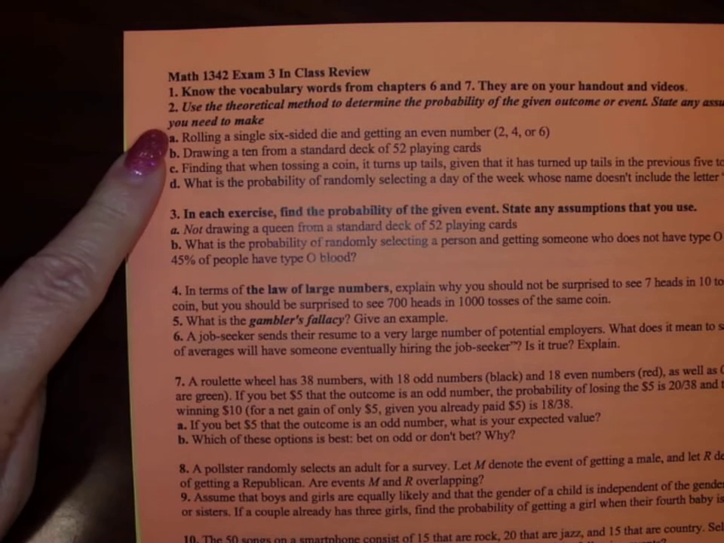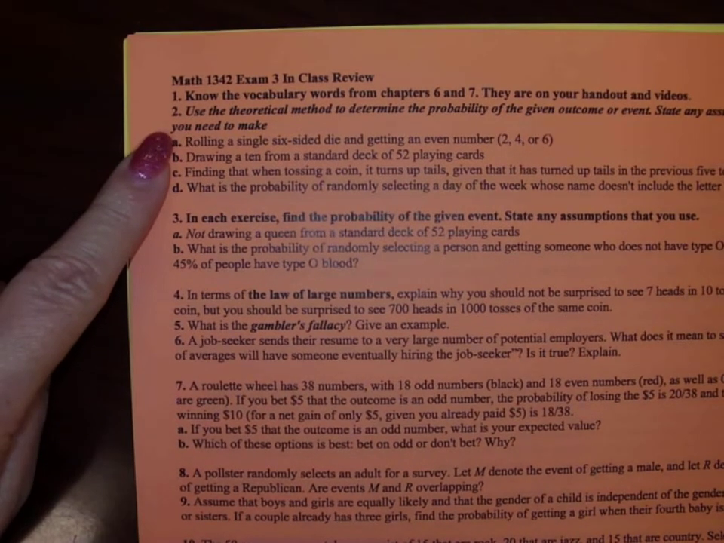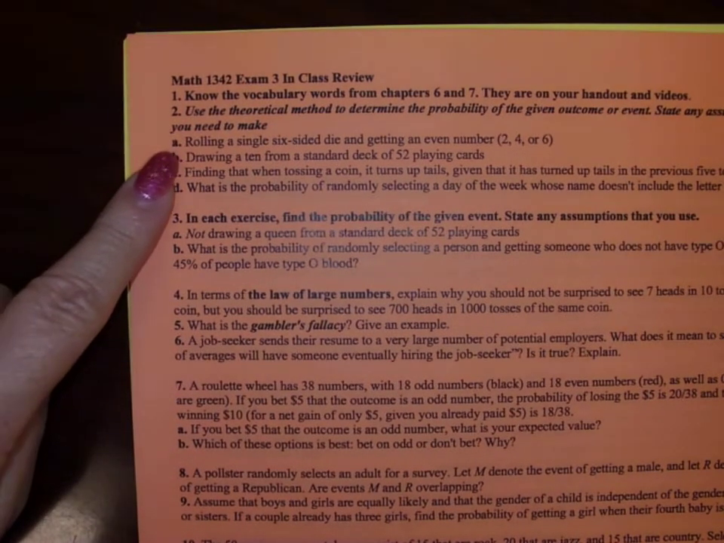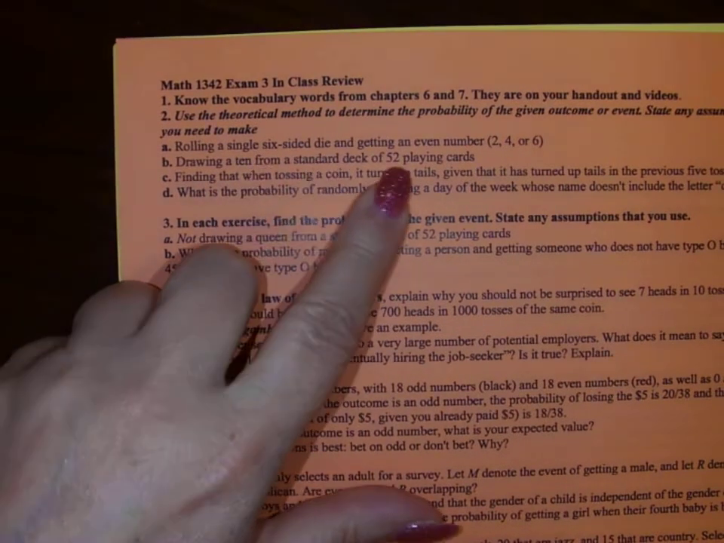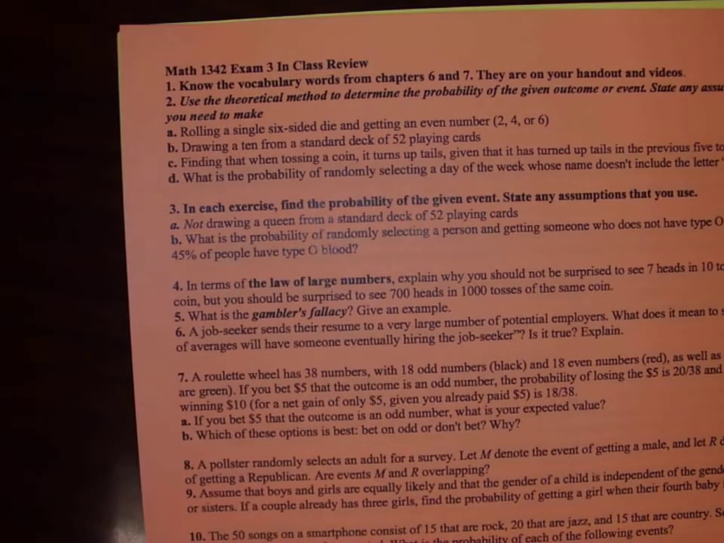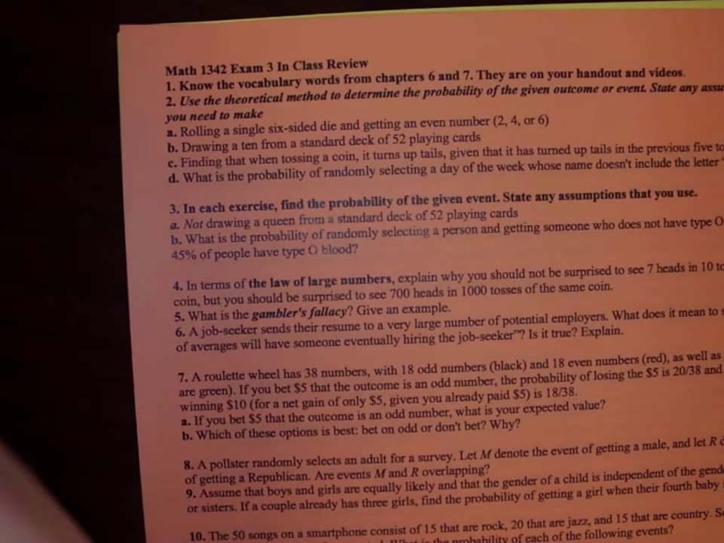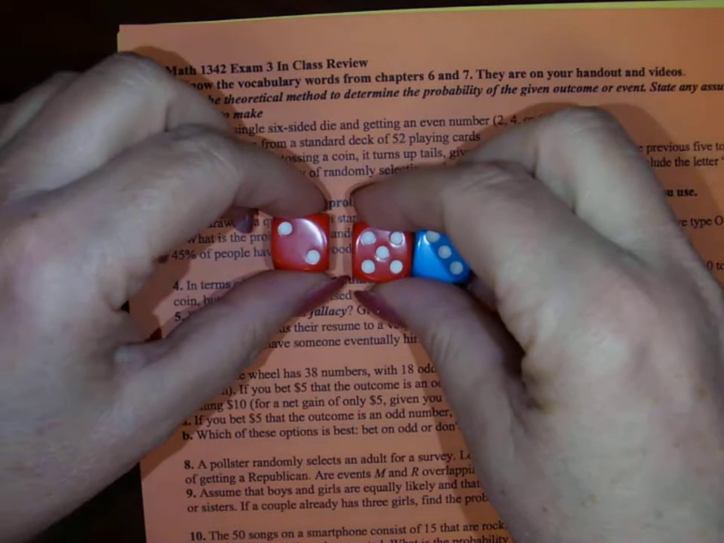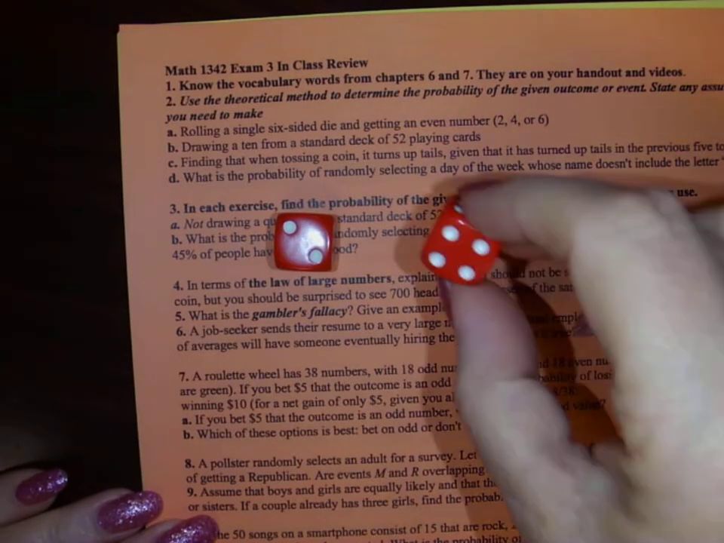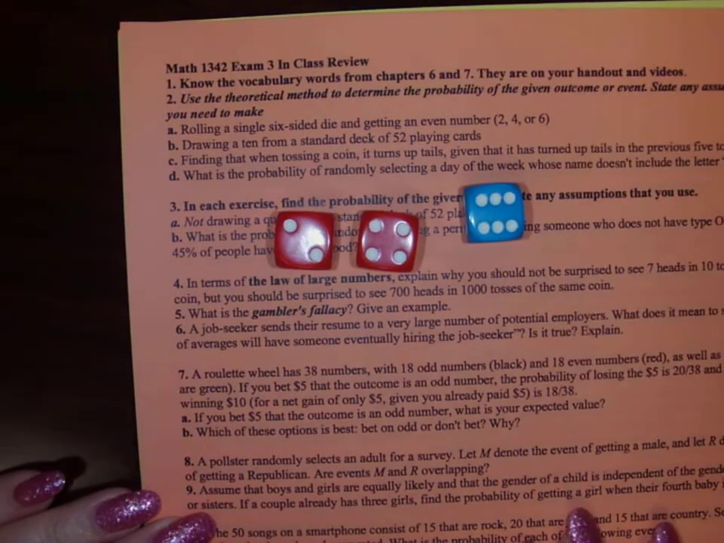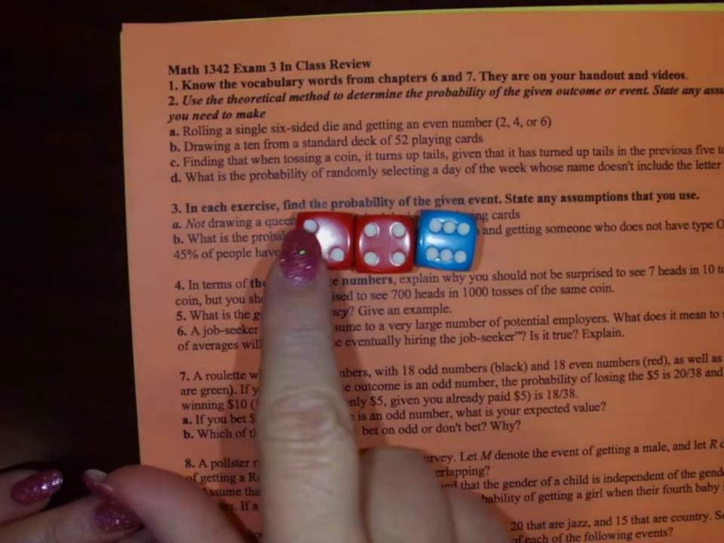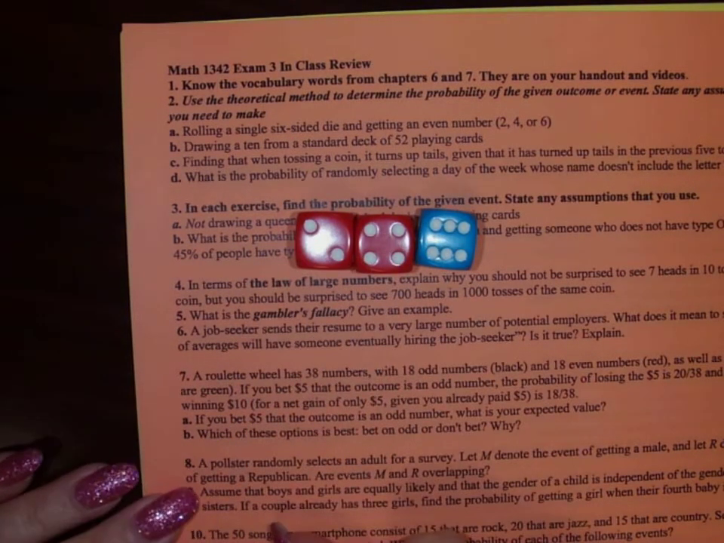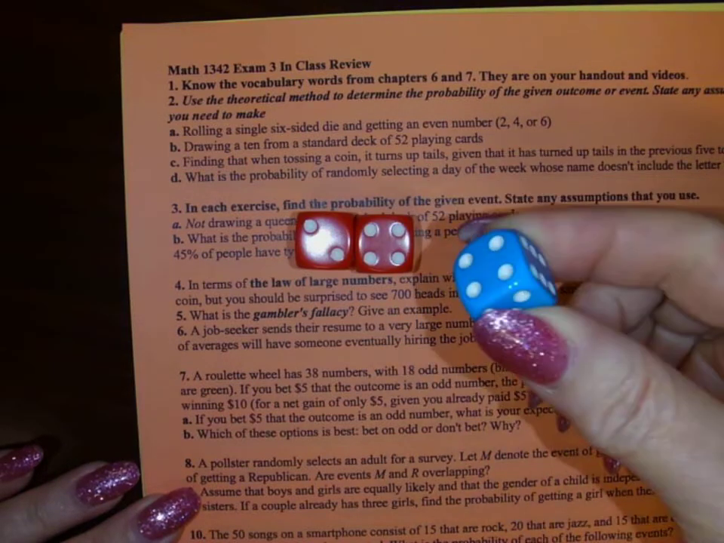So we're going to use the theoretical method to determine the probability of the given outcome or event and state any assumptions that you need to make. Alright, so rolling a single 6-sided die and getting an even number. So we talked about dice throughout this section. If we're looking at rolling an even, that would be a 2, a 4, and a 6, right? So there's 3 outcomes. It doesn't matter what color they are this time, but we've got 3 possible outcomes out of how many total outcomes? Remember, on a die, there are 6 sides.